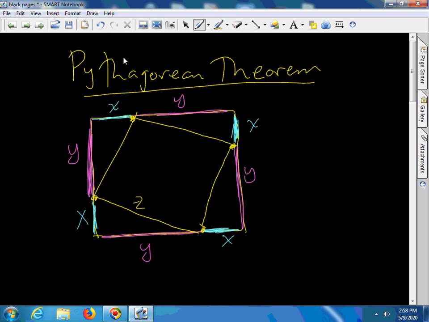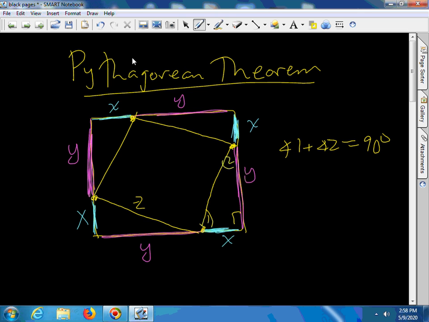So we know that this is a right angle. So this is, say, angle 1, and that's angle 2. And angle 1 plus angle 2 is equal to the other 90 degrees.